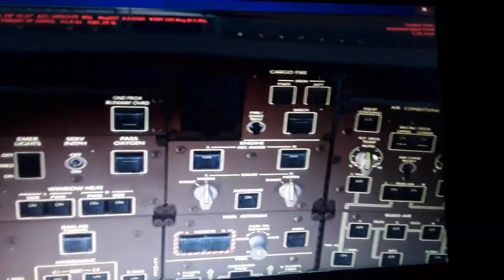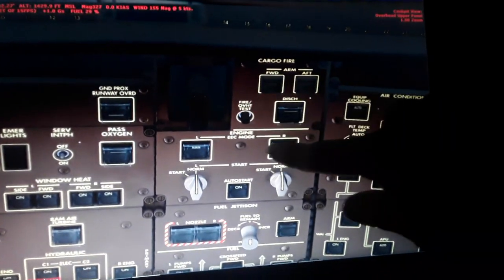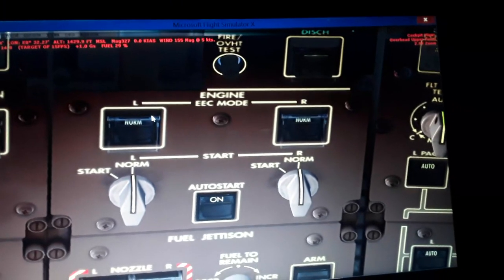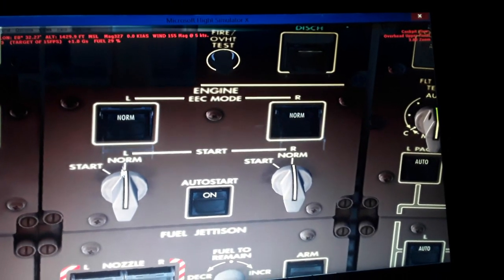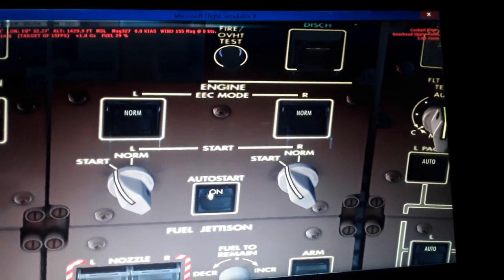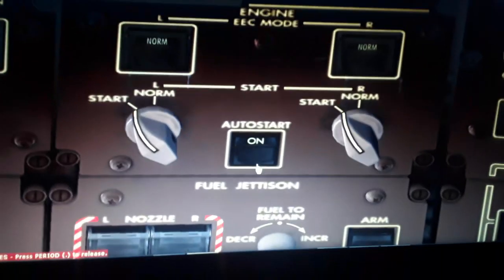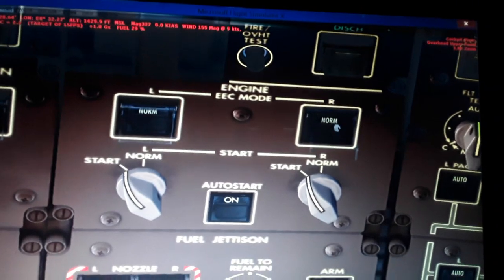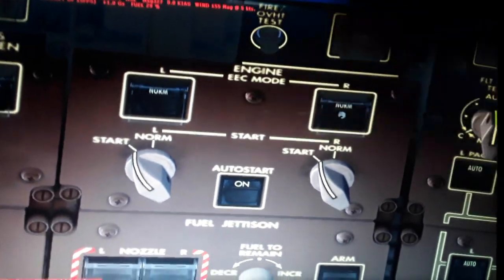So this is also the cargo fire extinguishers, the electronic engine control for the engines. Normal start, auto start, on and off. So this is how to start the engines. I'm gonna show you, and this electronic engine control also controls the FADEC.